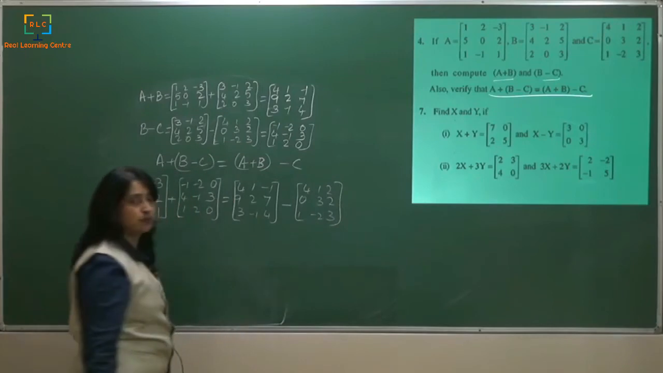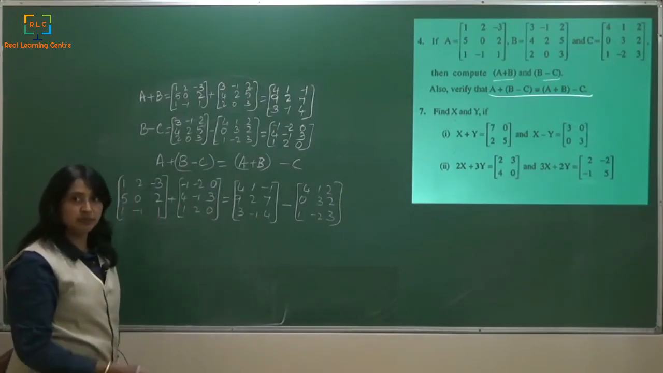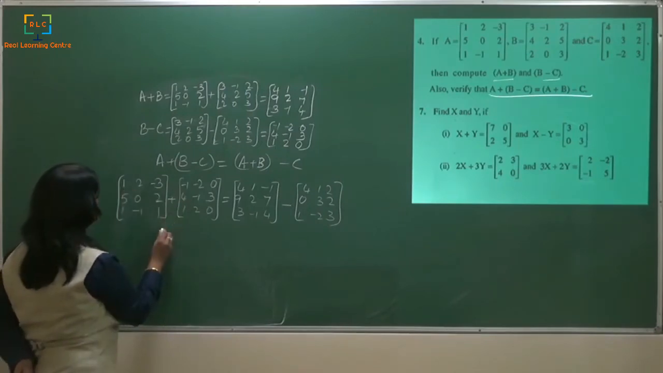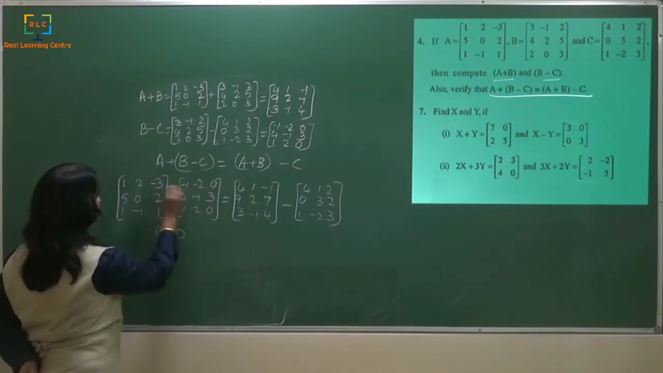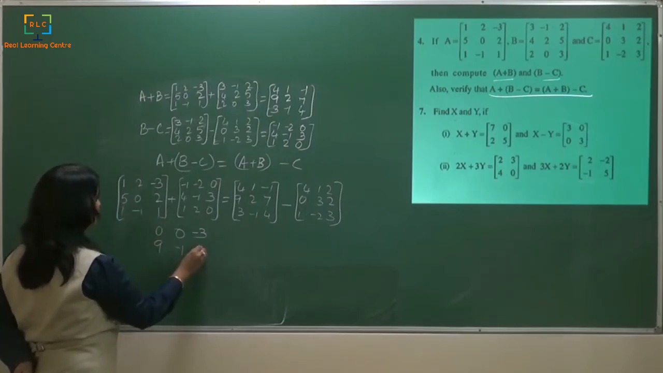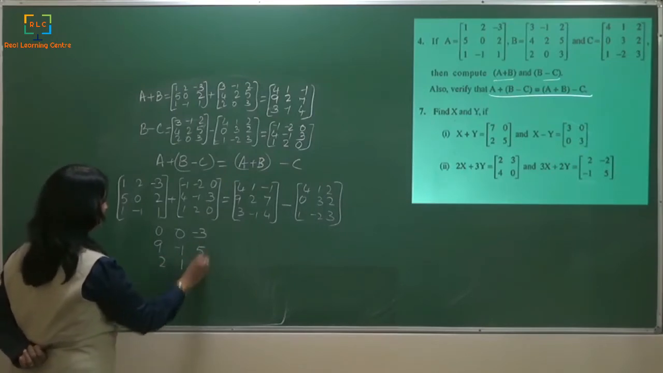So I have put all the corresponding matrices. And as you know, this is the simplest one, is it not? It is simple direct addition and subtraction. So 1 minus 1 is 0, 2 minus 2 is 0, minus 3 plus 0 is minus 3, and then 5 plus 4 is 9, 0 minus 1 is minus 1, 2 plus 3 is 5, 1 plus 1 is 2, 2 minus 1 is 1, 1 plus 0 is 1.